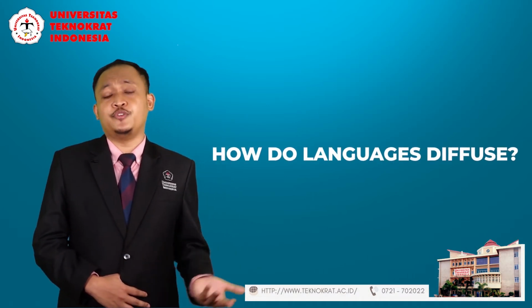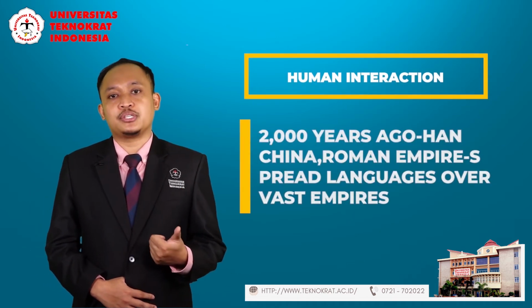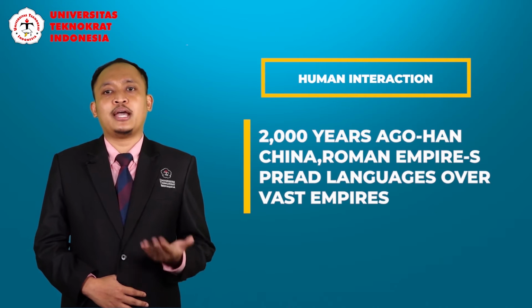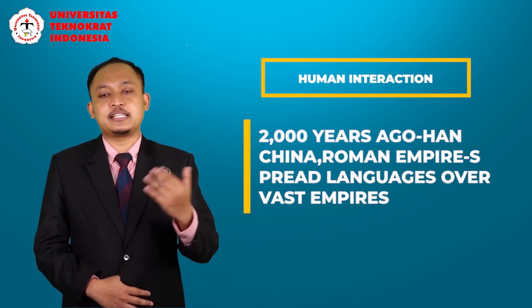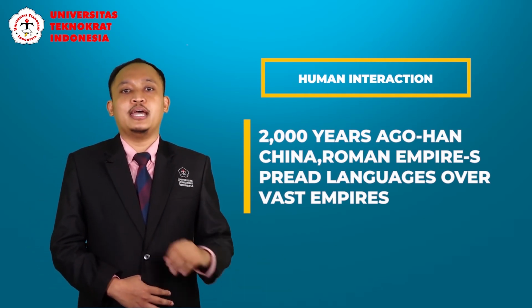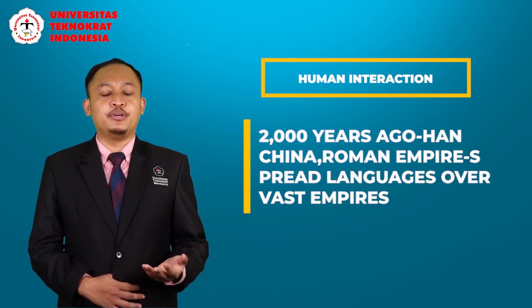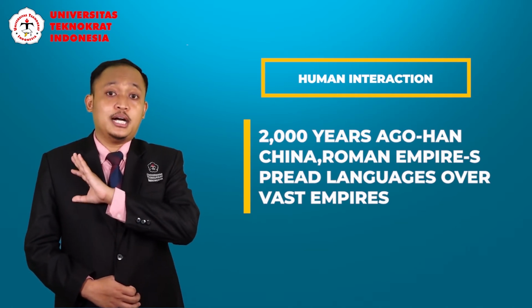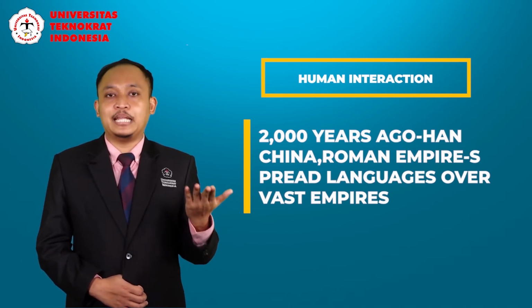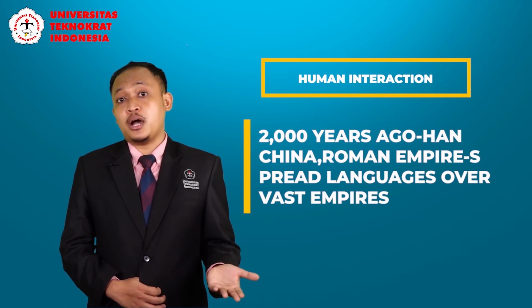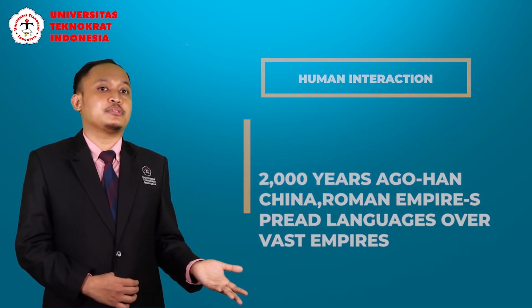Linguistic diversity is also highly influenced by language diffusion. So how does language diffuse? The first factor is human interaction. Like 2,000 years ago, Han China and the Roman Empire spread their languages over their empires. The Roman Empire spread very far, and there were also interactions involving people in Java, especially the Majapahit kingdom, which diffused far away to the northern parts of Southeast Asia, so that we know they are familiar with the Champa kingdom.